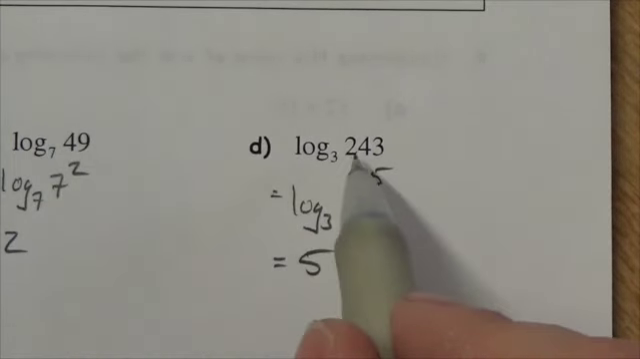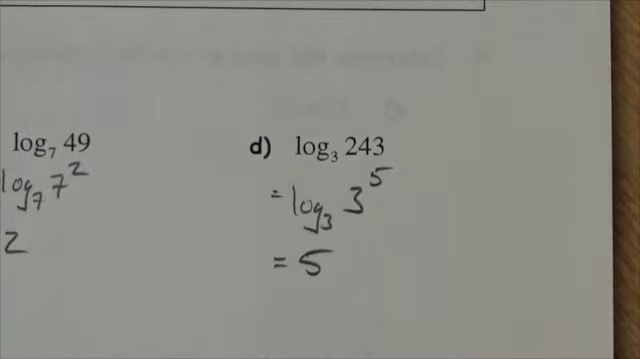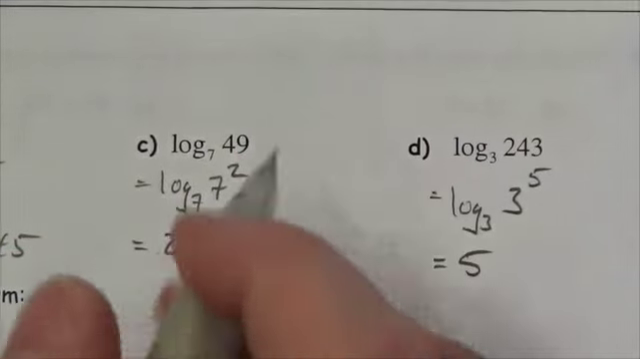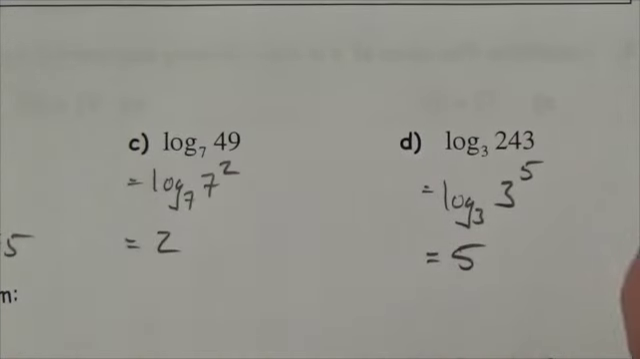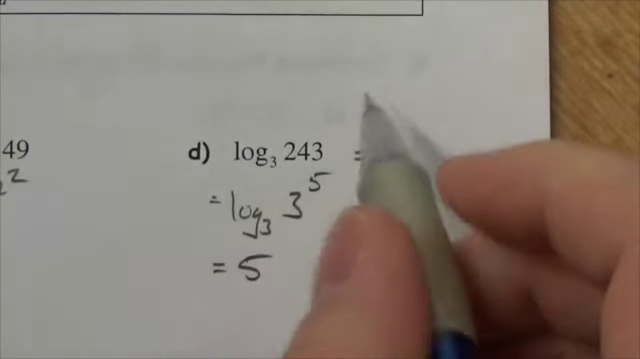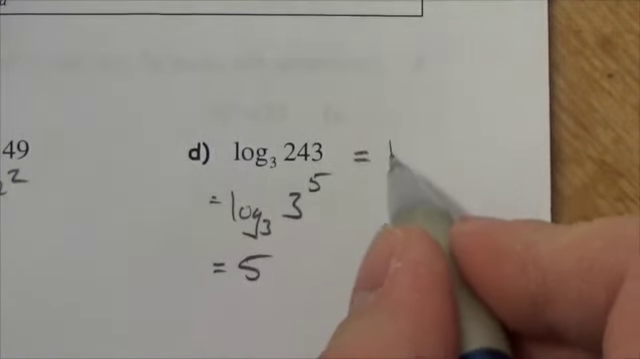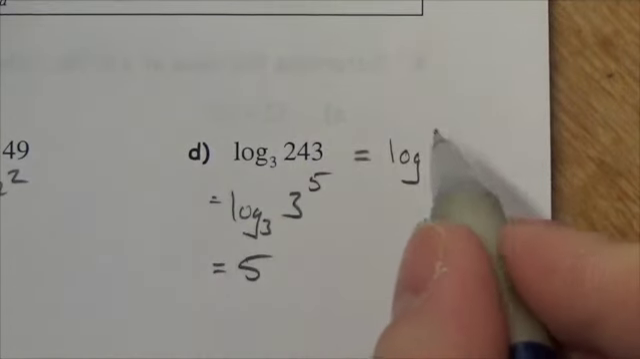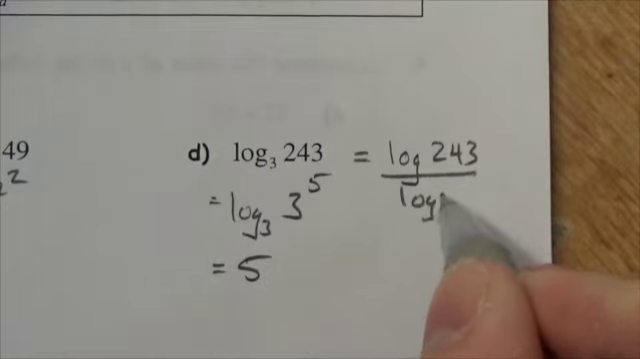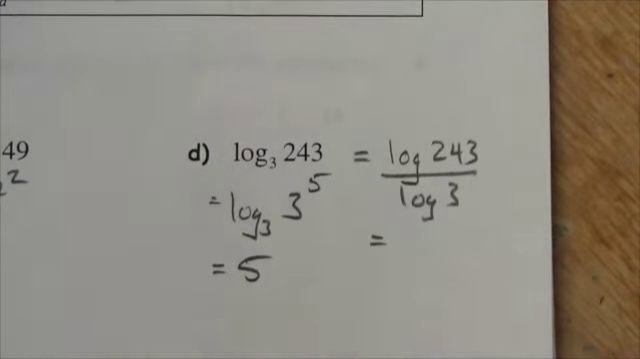Now if you don't know that 343 is a power of 5, you just got to play with it a little bit. But let's say that you're looking at this. This one here is probably less obvious than this one. I think most of you probably can see that 49 is 7 squared. But let's say that you don't know this. Remember what we did before with our change of base here. I can make this a common log of 243, but I would have to divide by the common log of 3.